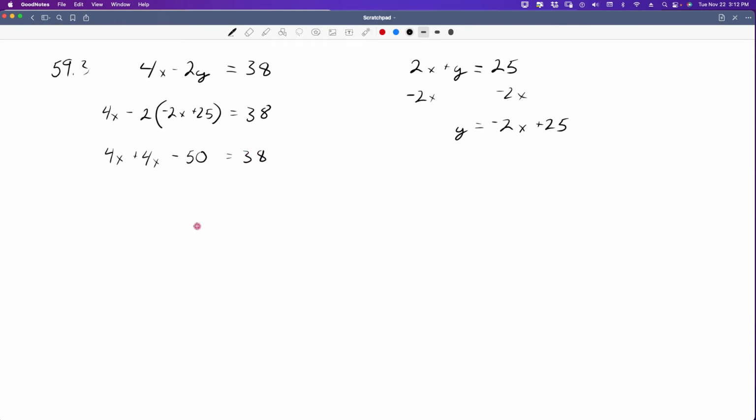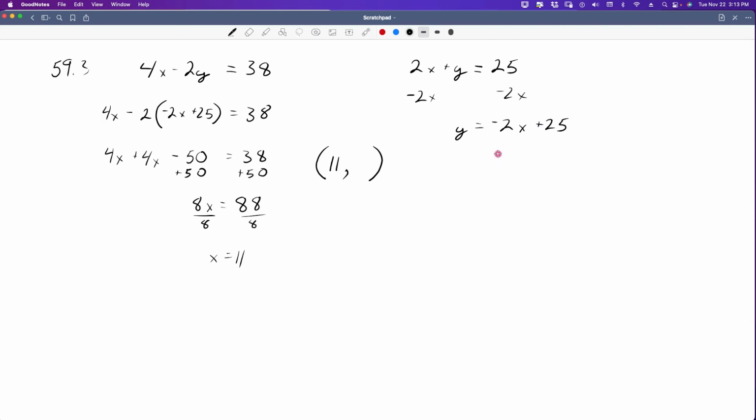That equals 38. So 4x and 4x together, well, that's going to equal 8x. And if I have negative 50 here, I'm going to add 50 to both sides so I can cancel it on this side. So 38 and 50 is 88. So when I divide both sides by 8, x is equal to 11. So that's the first part of my point here that I am trying to find. So now I just need to substitute the value of x into this equation.